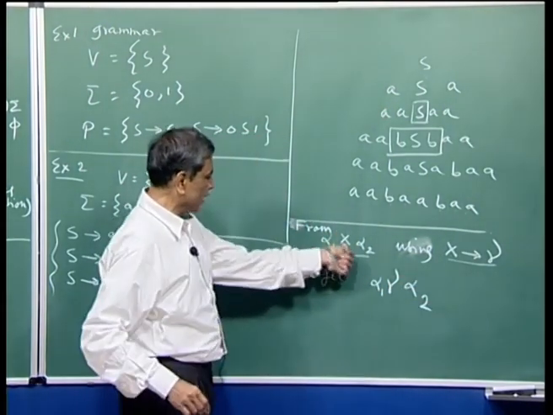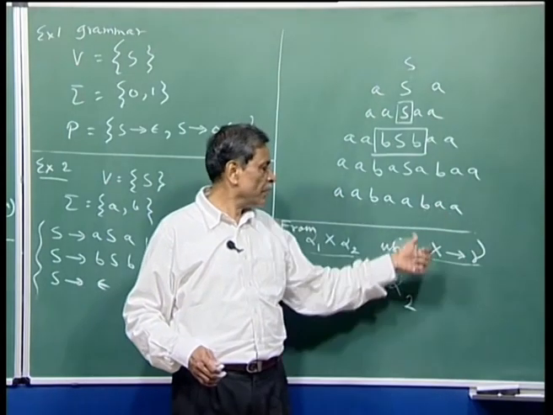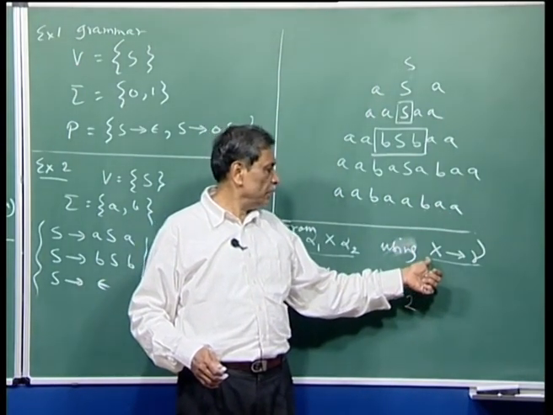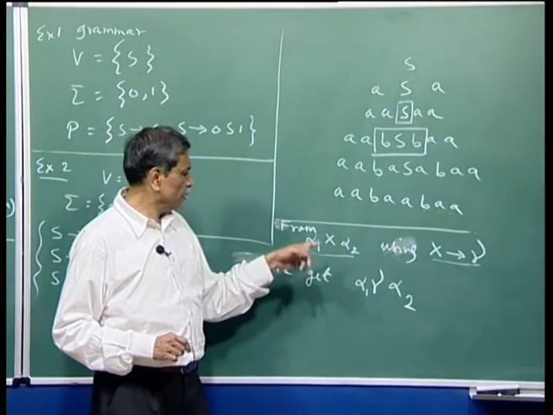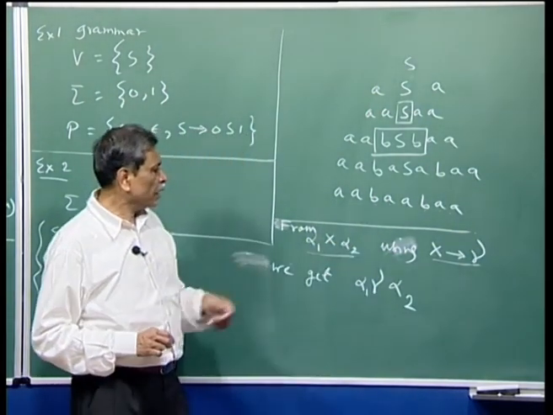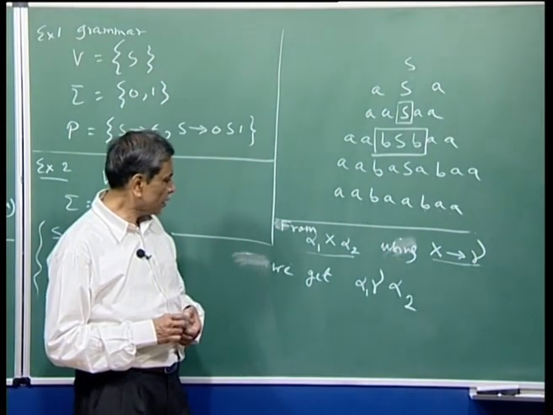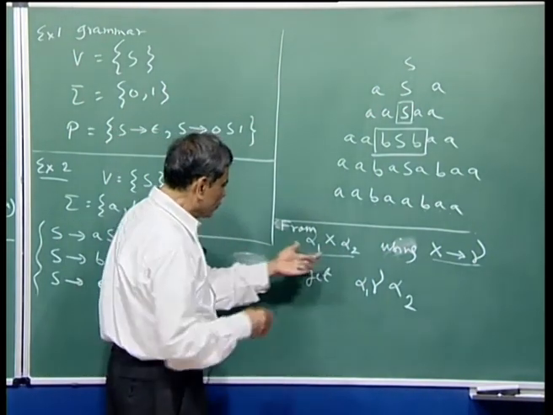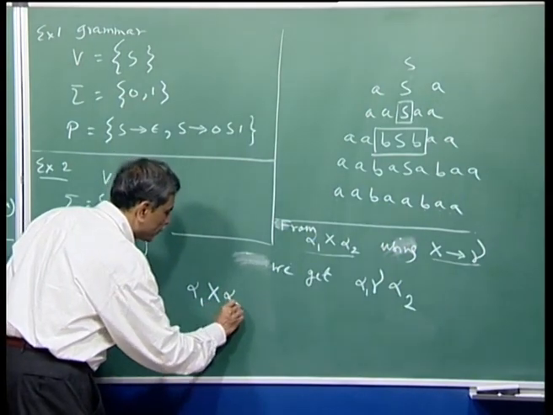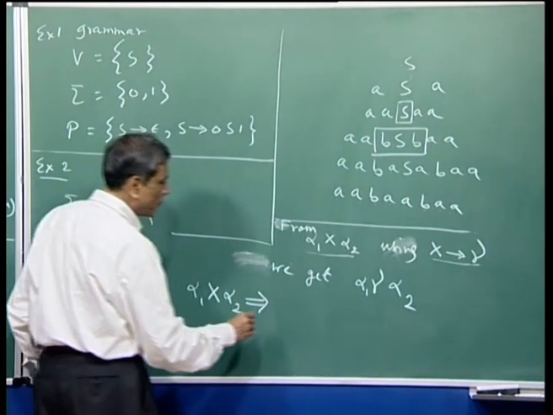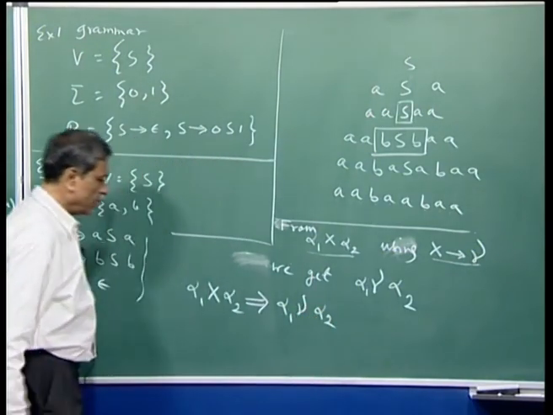Basically, I have just replaced this X by the right hand side of this production. In general, X may have many productions; there are many productions whose left hand side is X. I choose any one, and the right hand side of whichever production I choose is used to replace this particular X. Now, do you see that if I do this, then I say that alpha 1 X alpha 2 derives in one step alpha 1 gamma alpha 2. Okay. So, is this clear?